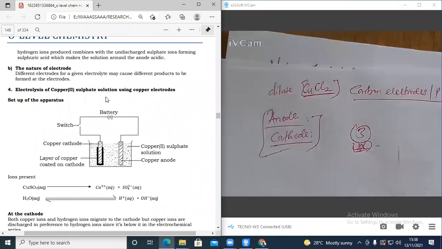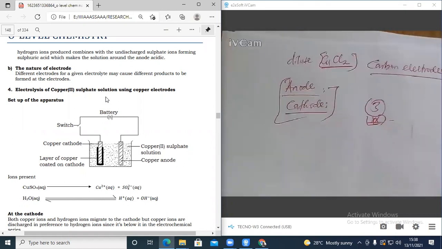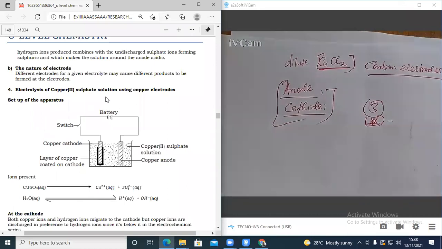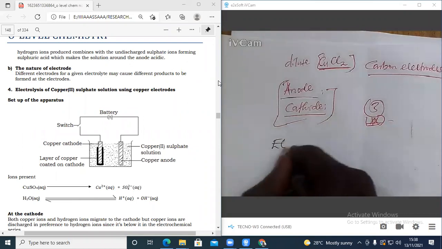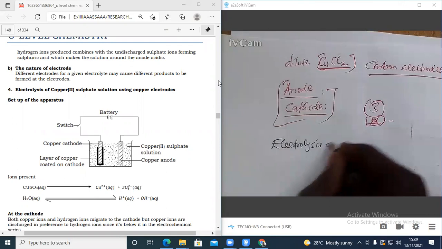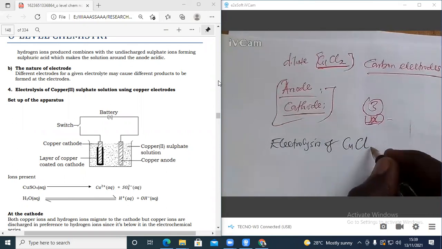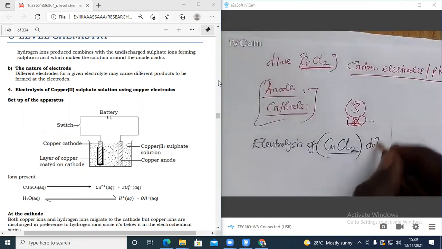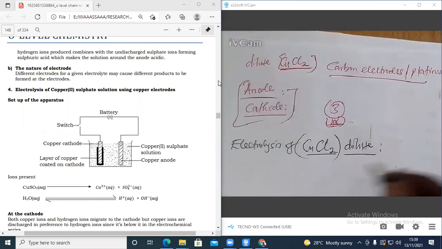Before we continue to the next one, that's the nature of the electrodes. 3 minutes are enough for us to do that work, and I expect to see answers on the doorway after 3 minutes. Is it clear now? So I want to see the electrolysis of dilute copper chloride, not copper sulfate, using carbon electrodes.